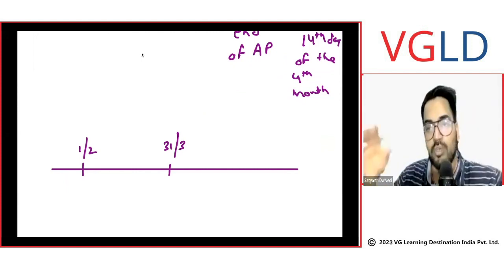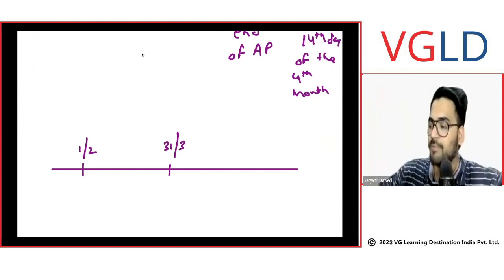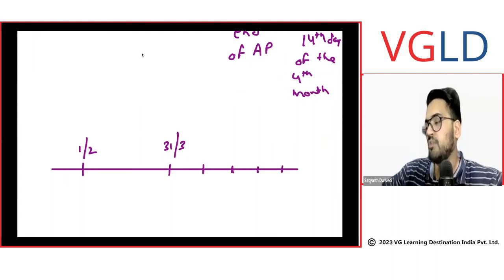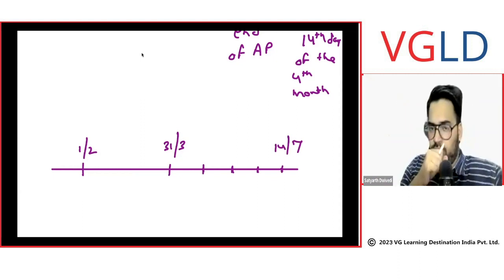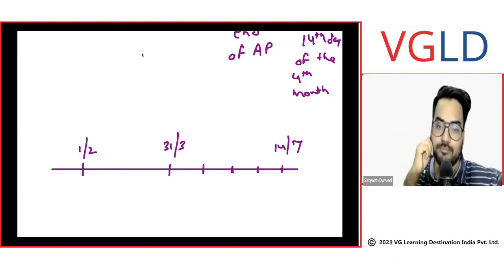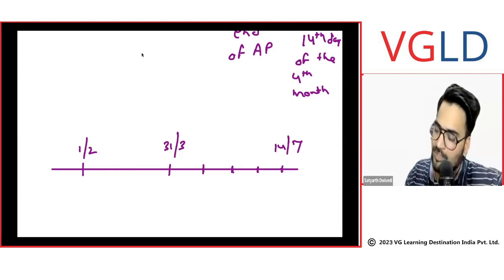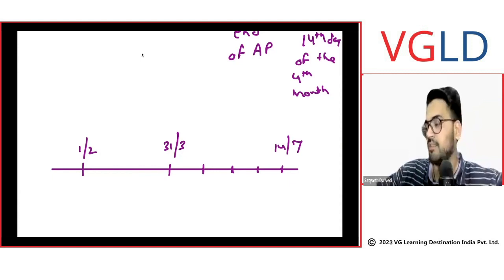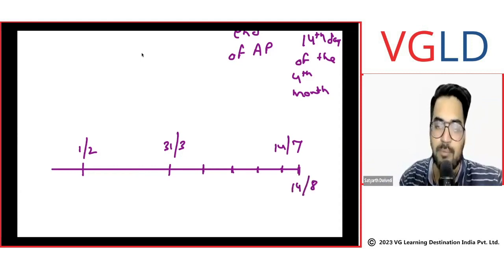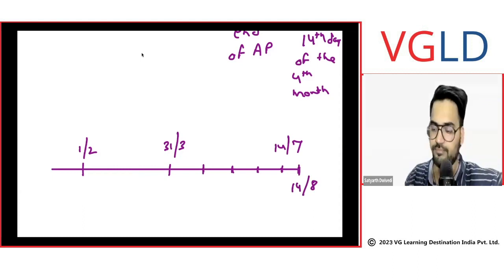Yes. 4th month after the end of AP. So April, May, June, July, 14th of July. But when is your first installment? 7th month. When is the 7th month? February, March, April, May, June, July, and August. It's going to be 14th of August. Is it a problem or not? Yes, is it a problem or not?